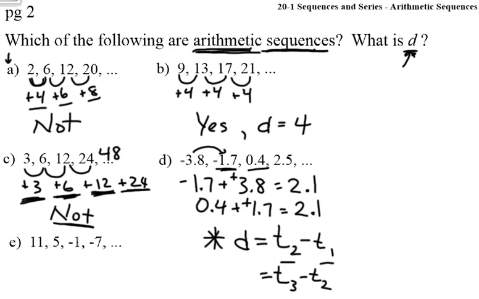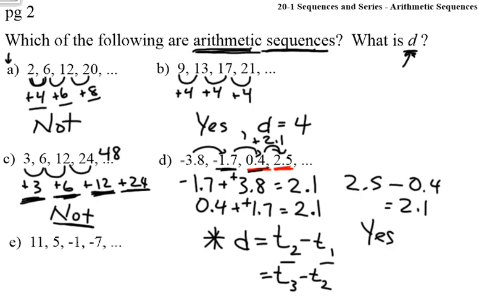Let's do the last check. Well, the last check we could do here would be to take term 4 and subtract from it the previous term. 2.5, subtract the 0.4, gives us 2.1. So in all of these cases, we're adding 2.1 to go from term to term. So yes, it is an arithmetic sequence with a D value of 2.1.